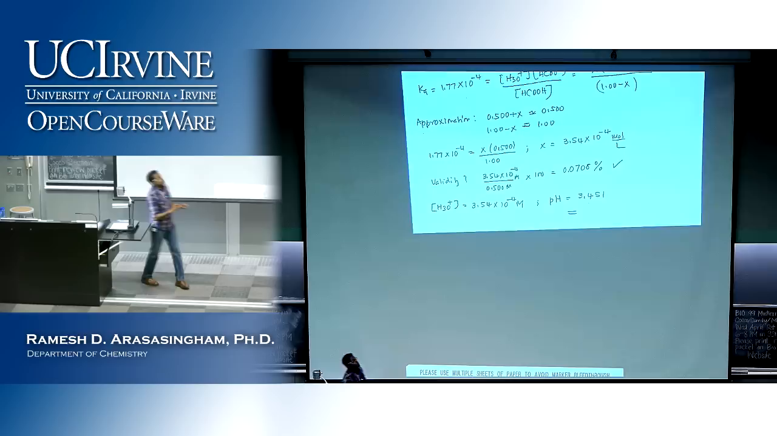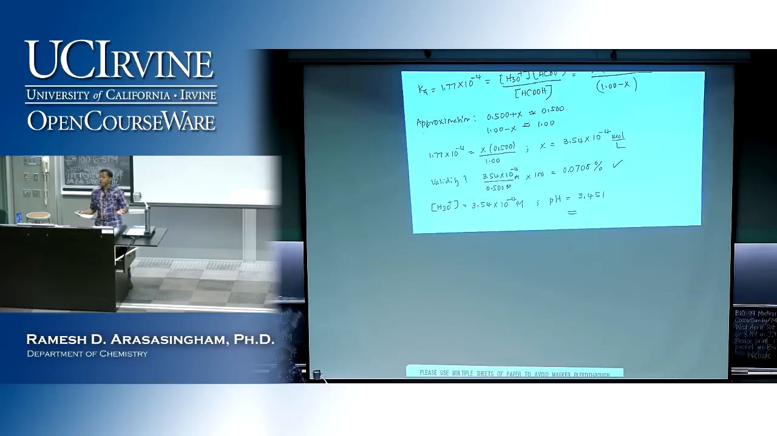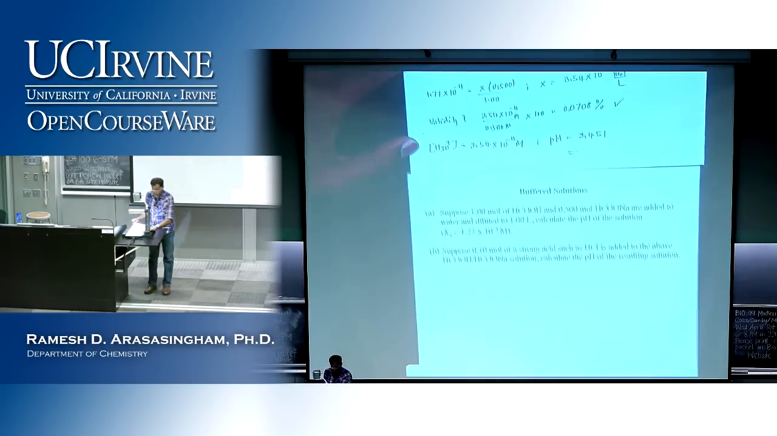All right, so that was our first part of the problem. How do you calculate the pH of a buffer? And you can see that by setting up the equations and solving it in the manner in which we solved every equilibrium problem, you can figure out what the pH of that solution is. Now let's go to the second part.